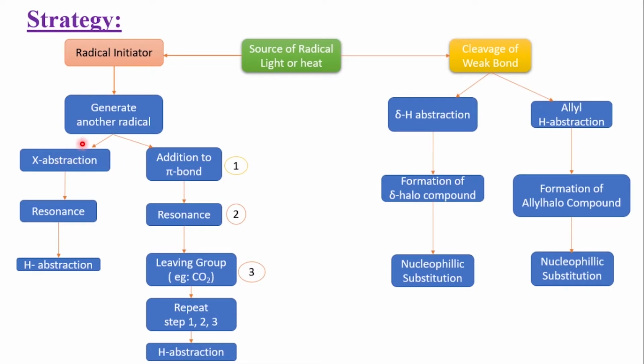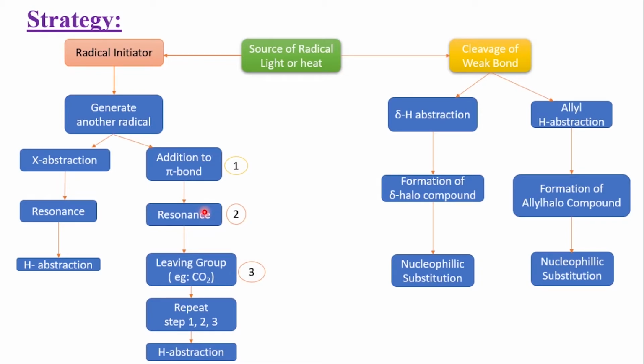So let's consider if the radical abstracts a halogen atom. The next step is we have to check whether resonance is there or not. If resonance is there, the next step is hydrogen abstraction. After resonance, that radical compound will abstract a hydrogen atom to become neutral. If resonance is not there, there is a direct conversion from halogen to hydrogen abstraction. Otherwise, this radical undergoes addition to a pi bond. The next step is to identify whether resonance is there or not.